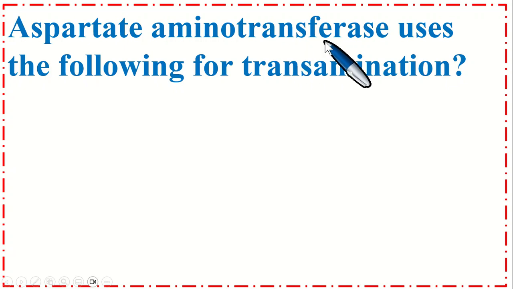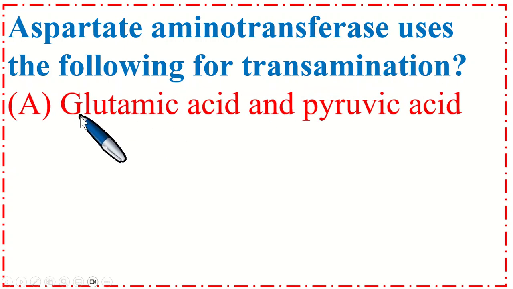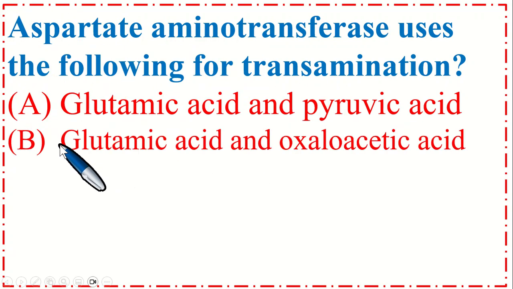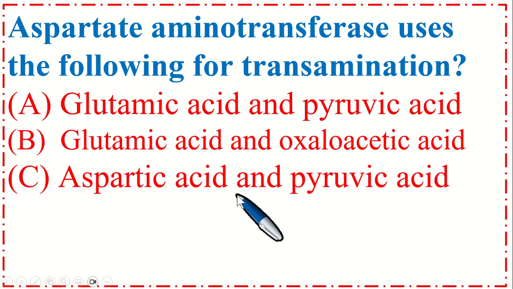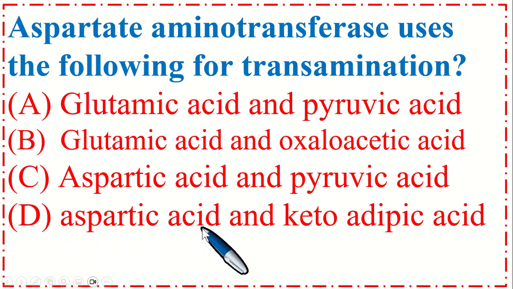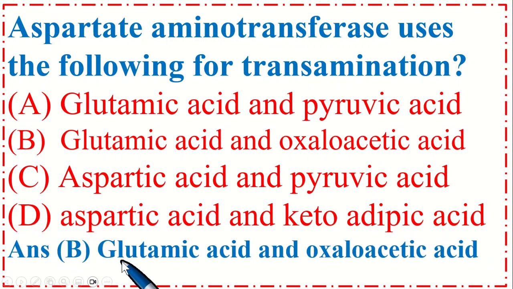Aspartate aminotransferase uses the following for transamination. Option A, glutamic acid and pyruvic acid; B, glutamic acid and oxaloacetic acid; C, aspartic acid and pyruvic acid; and option D, aspartic acid and ketoadipic acid. So the correct option is B, glutamic acid and oxaloacetic acid.